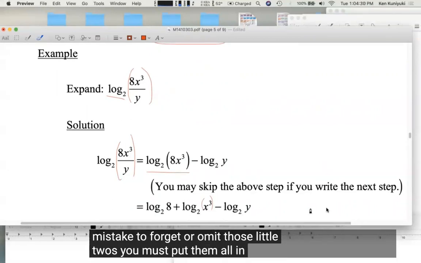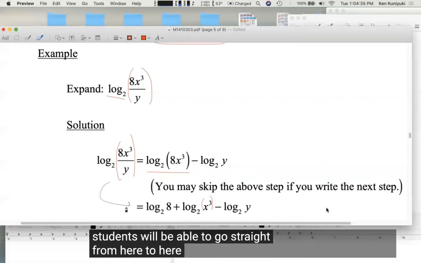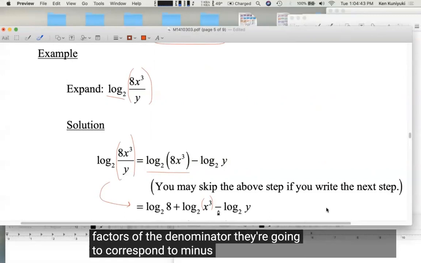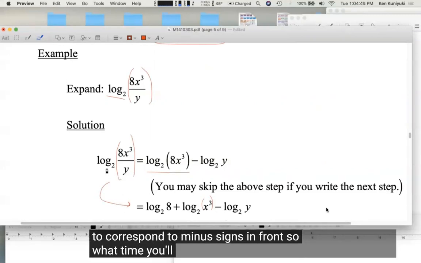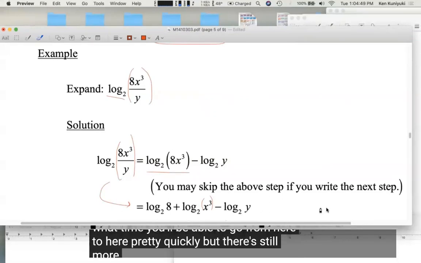You must put them all in. Now, many students will be able to go straight from here to here directly, right? Factors of the numerator are going to correspond to plus signs in front. Factors of the denominator are going to correspond to minus signs in front. So with time, you'll be able to go from here to here pretty quickly. But there's still more to do.